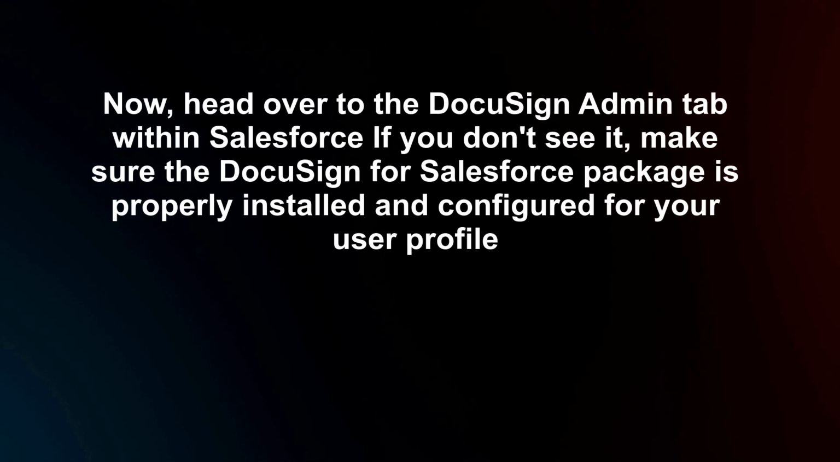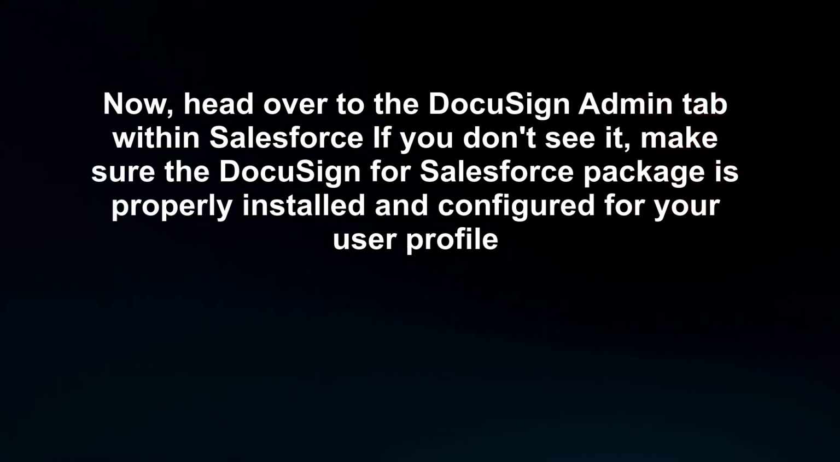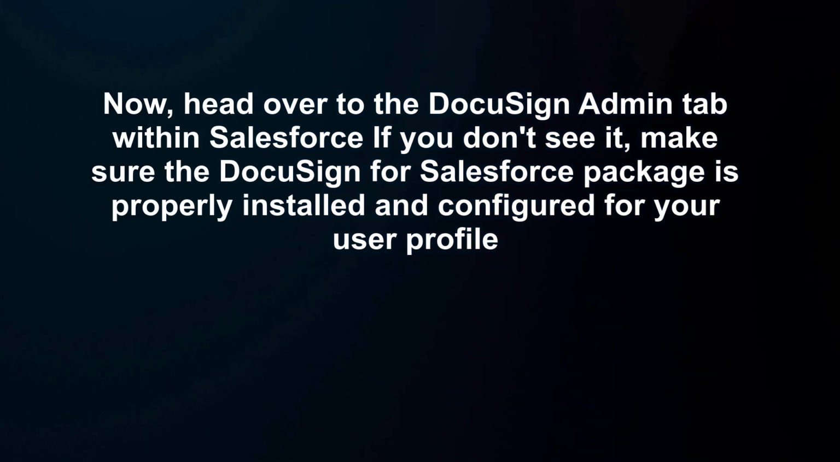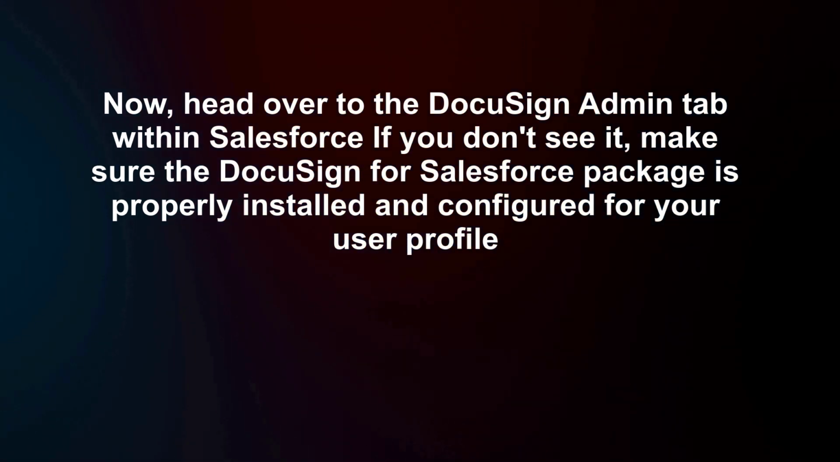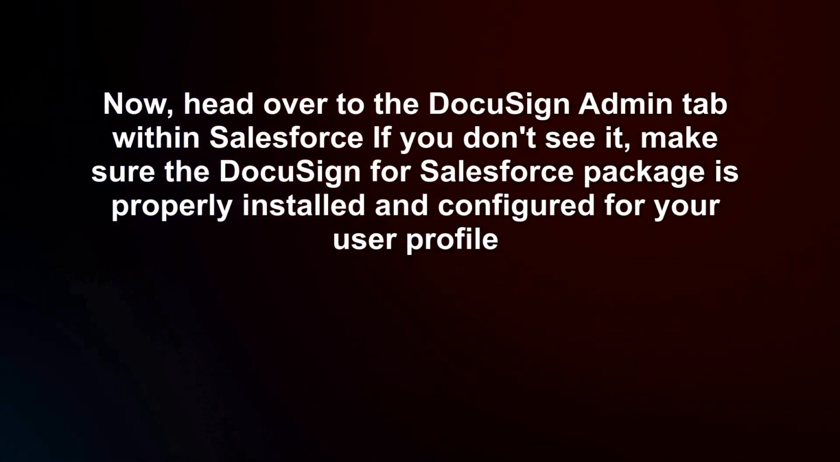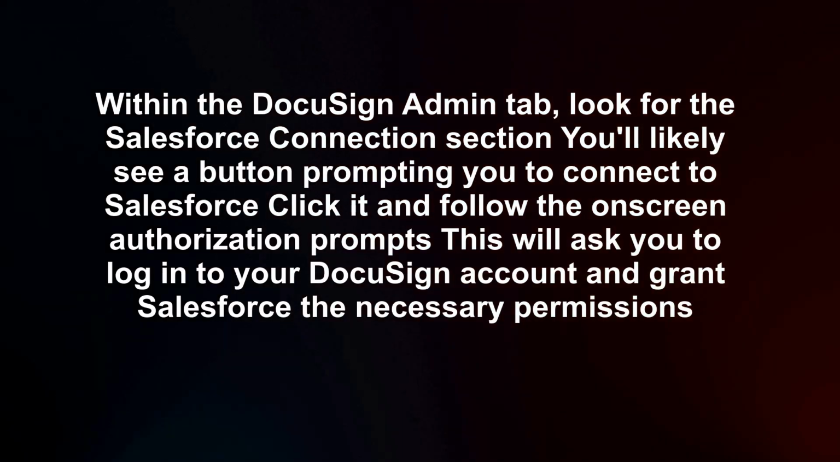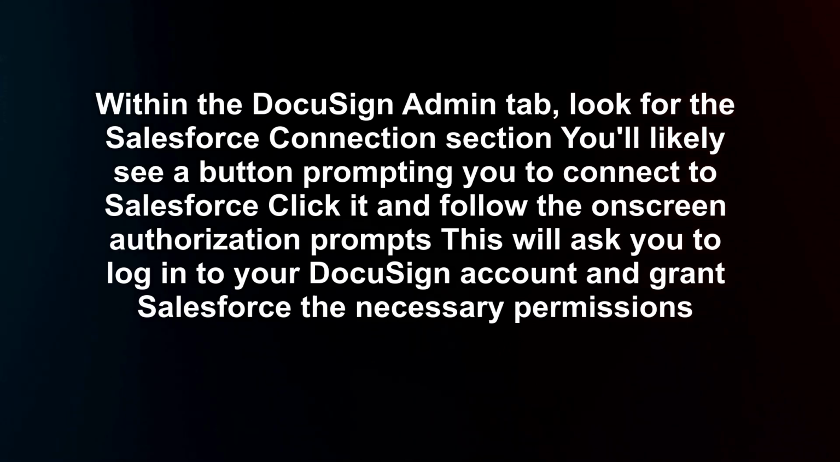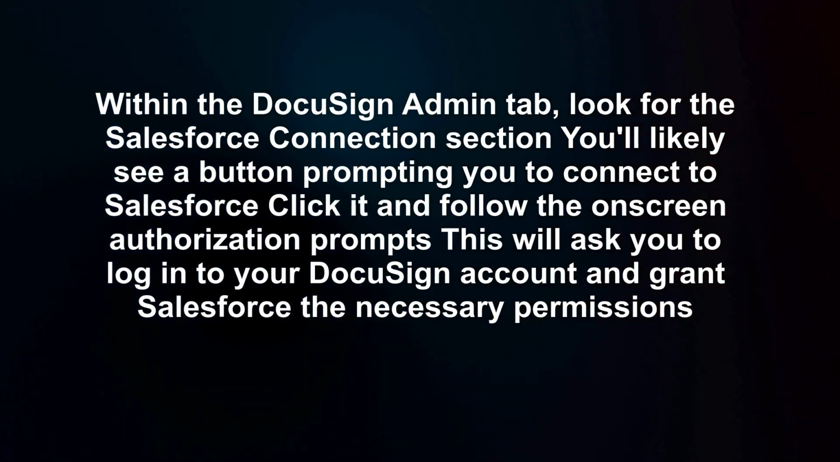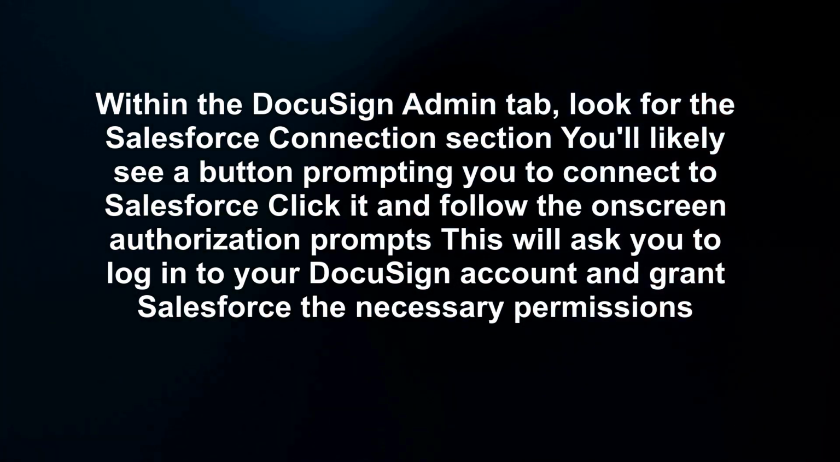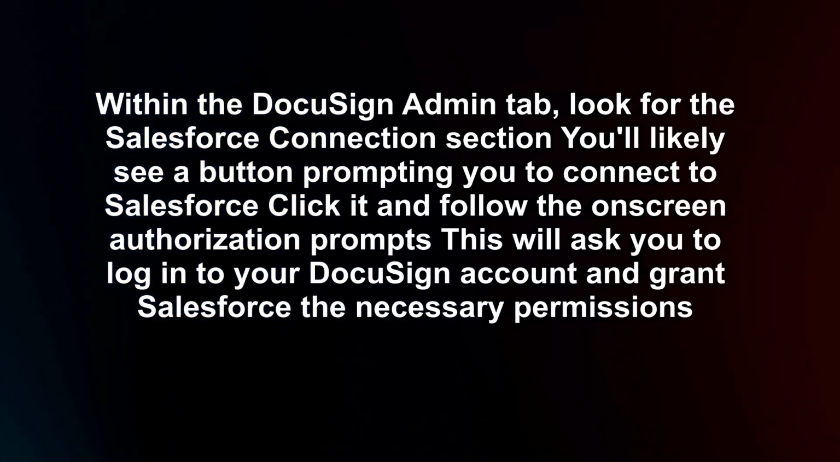Now, head over to the DocuSign Admin tab within Salesforce. If you don't see it, make sure the DocuSign for Salesforce package is properly installed and configured for your user profile. Within the DocuSign Admin tab, look for the Salesforce Connection section. You'll likely see a button prompting you to connect to Salesforce. Click it and follow the on-screen authorization prompts.